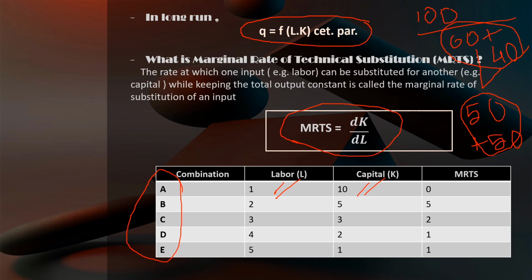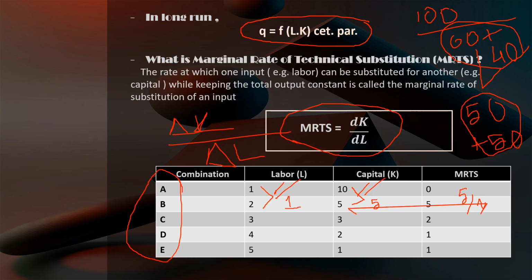So if this is change of K, that means del K to del L, right? So let's see, what is the change of capital right here? 5, right? That is, since 10 minus 5 is 5, and the difference of 2 and 1 is basically just 1. So our MRTS, by definition, should be change in capital, that is 5, to change in labor, that is 1. All right? See? It matches.